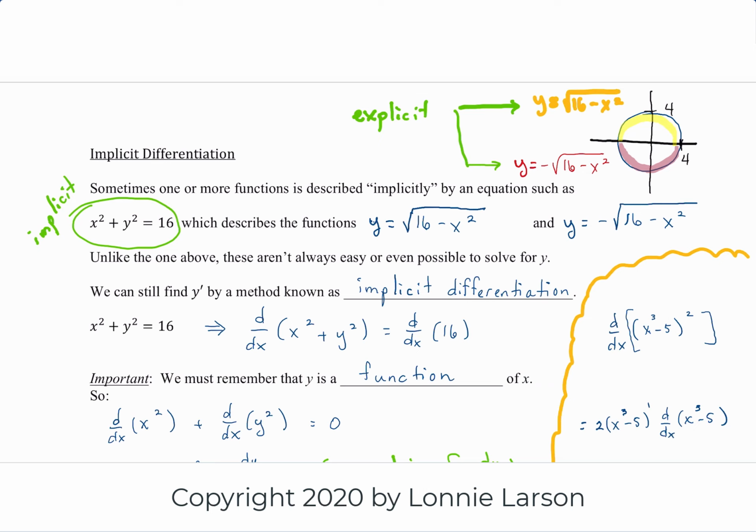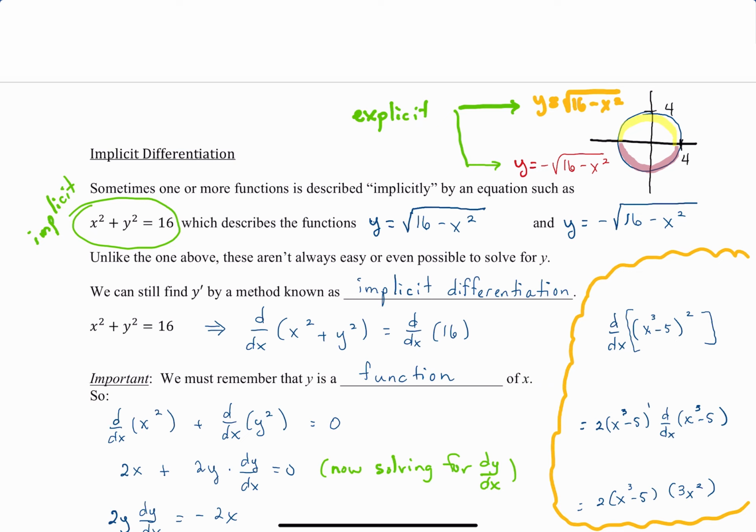Sometimes one or more functions is described implicitly by an equation such as x squared plus y squared equals 16. We say that's implicit because the y has not been solved for, so you don't see explicitly a formula for y. Now, in this case, we can solve for y to see what function or functions this implicit formula describes.